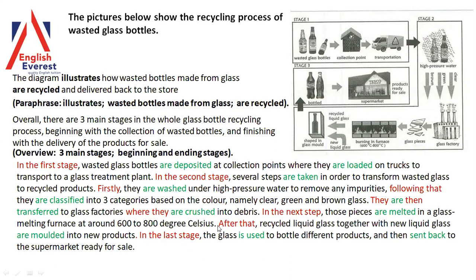In the last stage here, the glass is used to bottle different products, and then we would say is sent back. But when we're using a sequence here, we use the first "is", but we don't need it again. So the glass is used to do this and then is sent back, but we remove the second "is", we don't need it. Sent back to the supermarket, ready for sale.